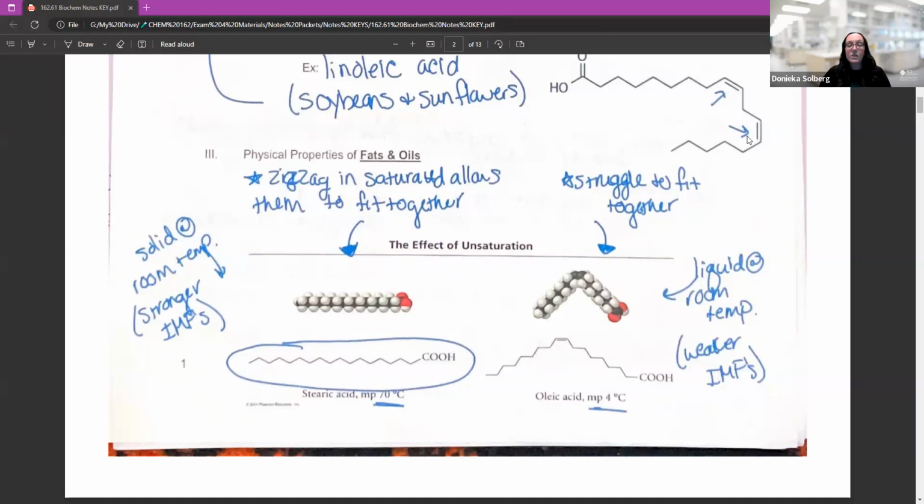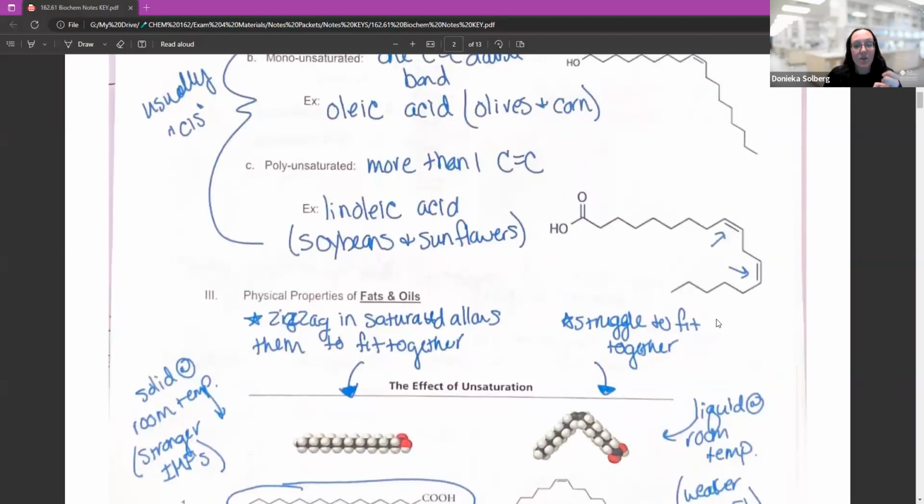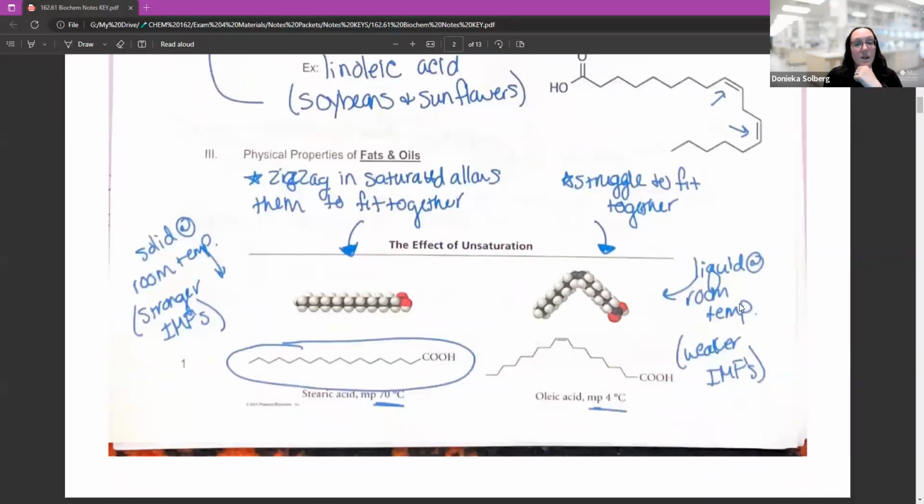Now, if they have double bonds in there, you get some bends, and they're not as easily packed together because you get different shapes. So bent ones have lower melting points. They're usually liquids at room temperature. They have weak intermolecular forces, and that's just because they don't stack very well. So unsaturated fatty acids don't fit together as well. They have weaker forces, and saturated fatty acids have stronger intermolecular forces.